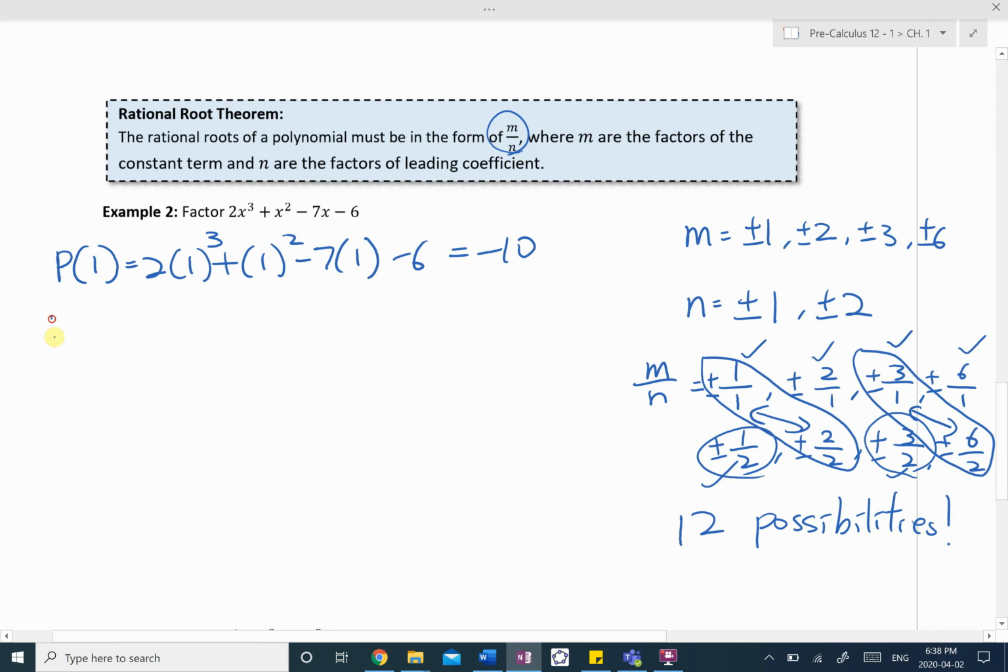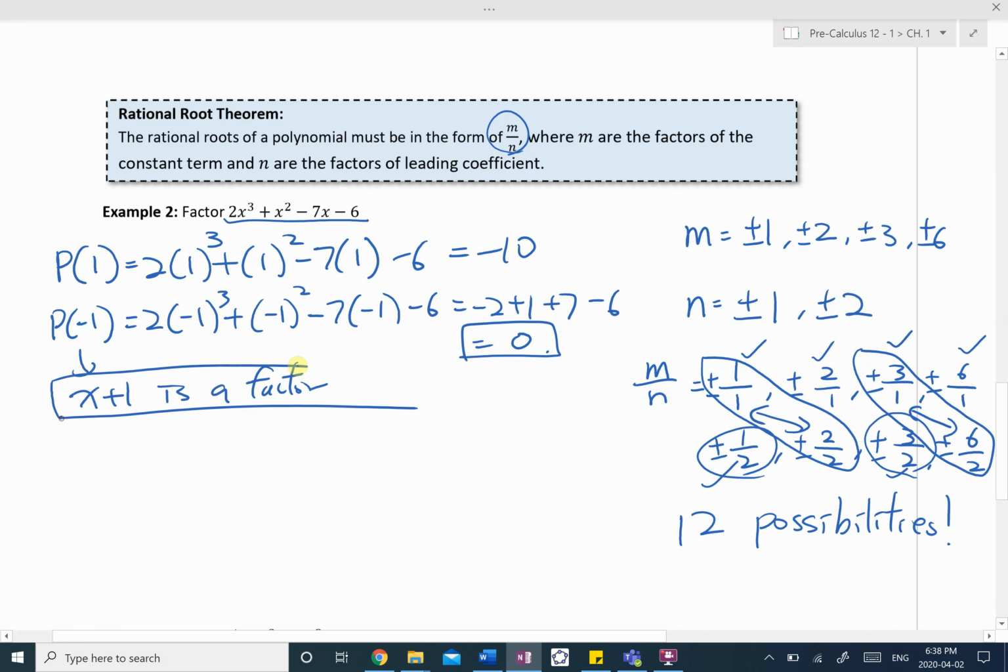I am going to try -1. I think this one is going to work. Again, by the look of this equation, I think it has a very good chance that p of -1 will give us a remainder of 0. Let's see. This is -2 plus 1 plus 7 minus 6, which is indeed 0. So if this gives us a remainder of 0, what does that mean again? Well, this means that x plus 1 is a factor.